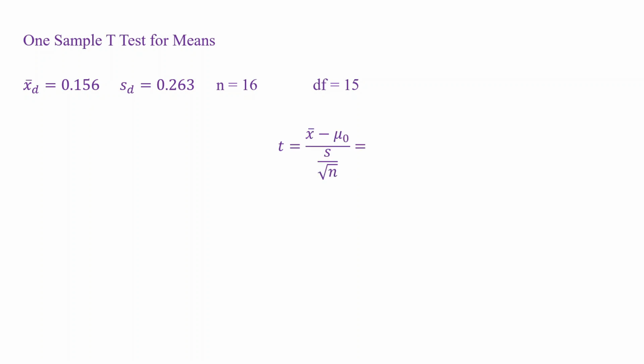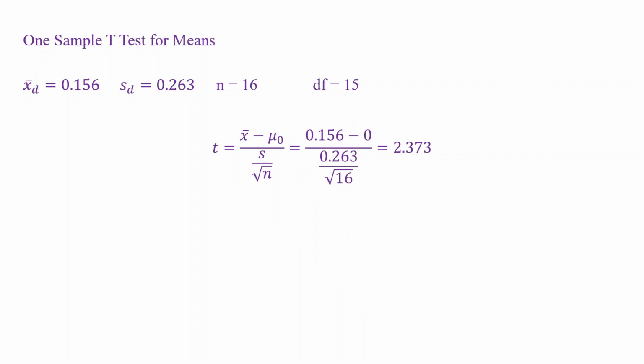Then we're going to put these values into our t-test statistic formula. So our mean difference is going to go right here. Mu sub naught, that was going to be 0. That comes from my null hypothesis. And I plug all of those values in, and I'm going to get a t statistic of 2.373.